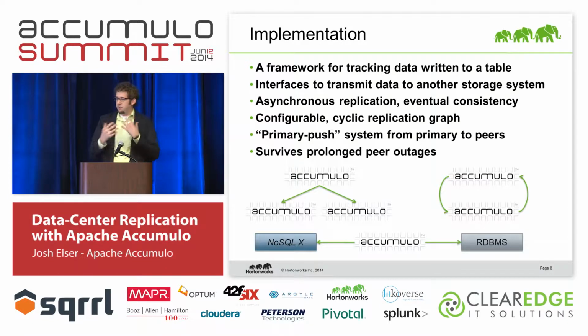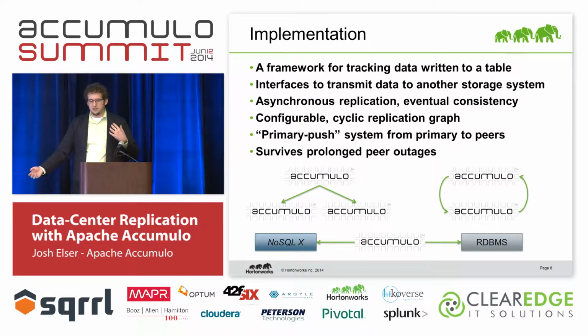What this really means by replication in Accumulo, what this boils down to, is that it's not really much more than a framework for tracking data that was written to a table. So we have key values. When we write these key values into a cluster, eventually we're going to have to send all of those key values to some other locations.